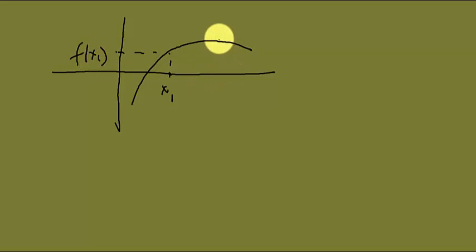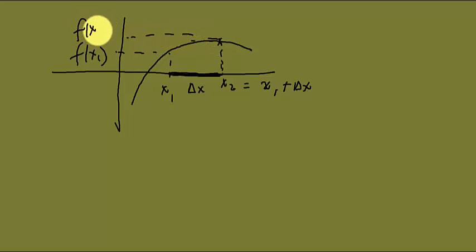And then let's say we take some point here, and this change is known as, we'll call that delta x. So this is my x sub 2. So the change from here to here is delta x. Well, x sub 2 is really nothing more than x sub 1 plus delta x. So instead of calling this f of x sub 2, we're going to now call this value f of x sub 1 plus delta x.